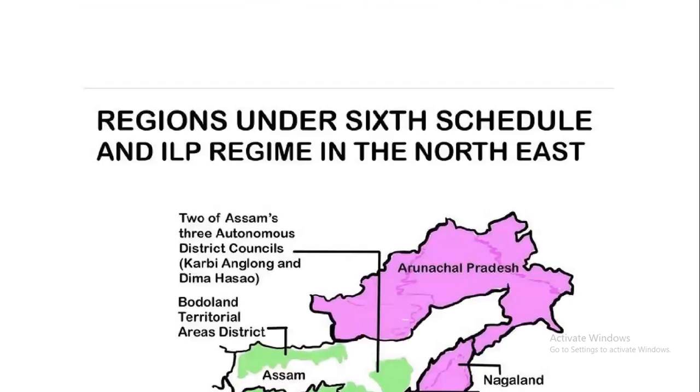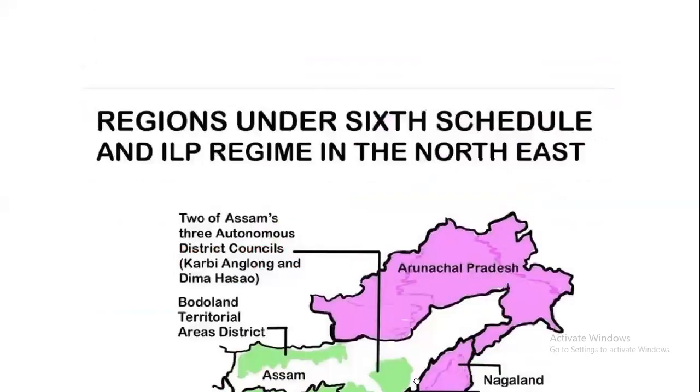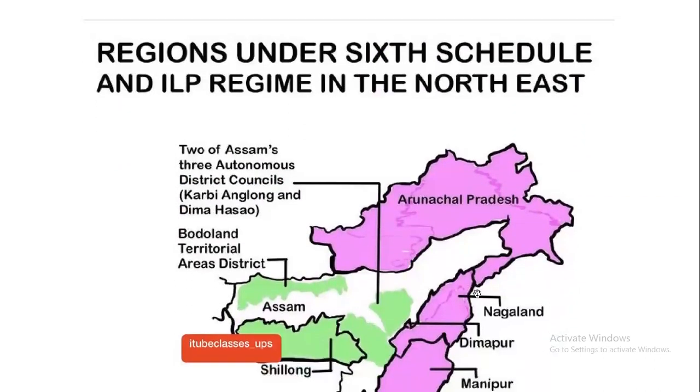Sixth scheduled area. Well, you can see here Assam, Meghalaya, Tripura, Mizoram. Assam is connected with Meghalaya, and with Assam also Tripura and Mizoram. From here, if you look, these four states, Assam, Meghalaya, Tripura, and Mizoram, come under the sixth scheduled areas. And sixth scheduled areas are the tribal areas, right?